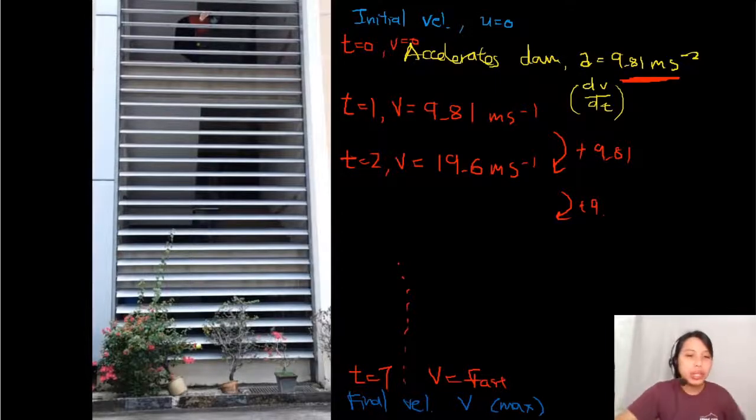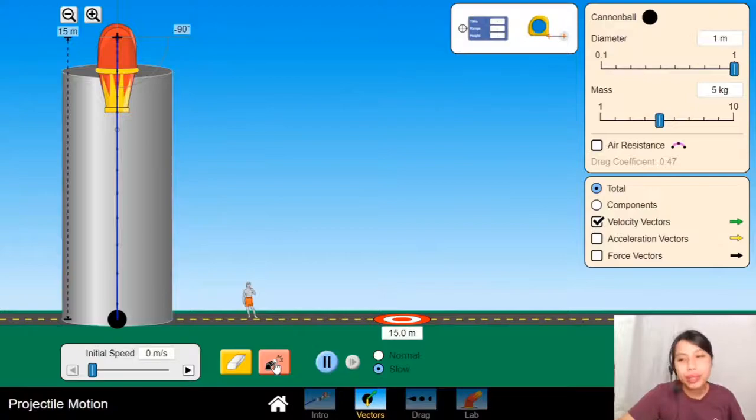Okay, so how do we draw the graphs for this? Let's take a look. Now we come to the cannonball animation. We're going to use this to help us draw the graphs, the baby steps on how we draw that. Okay, so we have a cannonball. I'm going to fire a ball like just now.